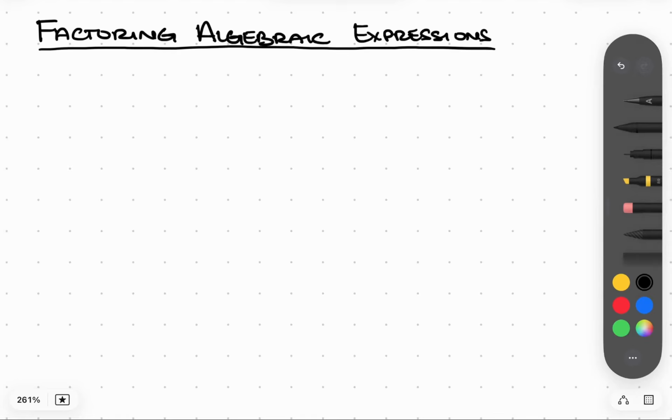So the next step after knowing how to expand algebraic expressions is you will need to factor algebraic expressions. So you can pause the video here and copy down this title first. And then now we're going to continue.